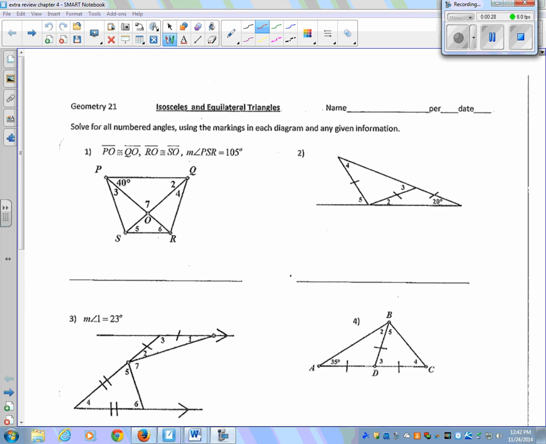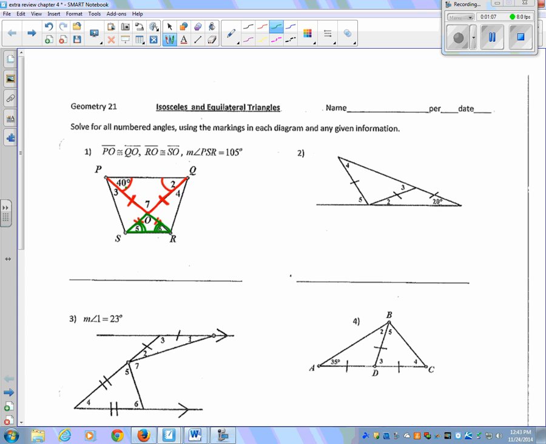Okay, so this first one, make sure you're marking your diagram, PO congruent to QO and RO congruent to SO. Remember that this triangle is an isosceles triangle, so therefore across from the two congruent sides are two congruent angles. And in the other triangle, it's also an isosceles triangle, so across from those two sides are two congruent angles. But the four angles are not all congruent to each other, so let's put a double mark here and only a single mark up there.